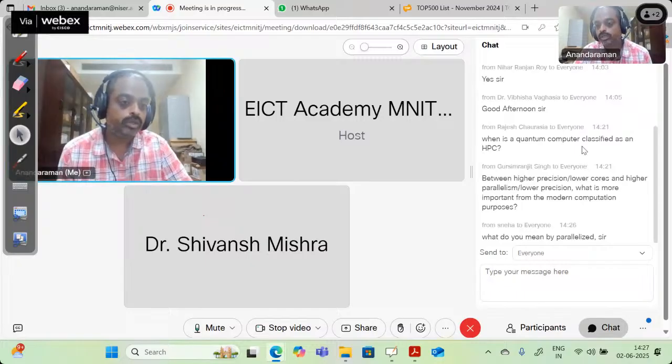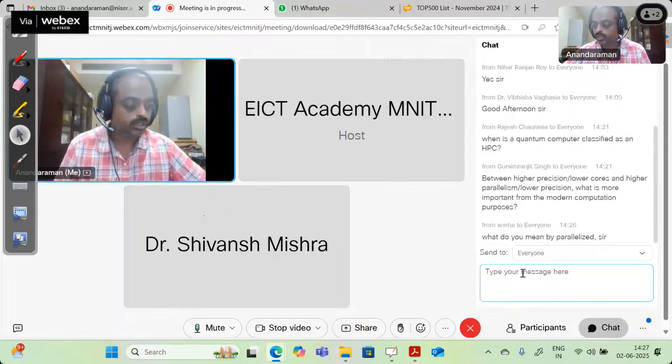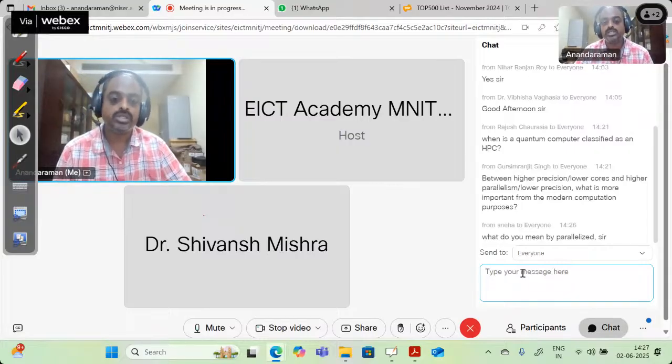When is the quantum computer classified as HPC? Okay, so see, we have to solve scientific problems. Now we are using HPC to solve those scientific problems. But since the problem is exponentially scaling, our HPC cannot scale exponentially. The power requirement, cooling requirement, everything is beyond our control now. Because the transistor size is now becoming 2 nanometer, we cannot reduce the transistor size further, so we have to change something.